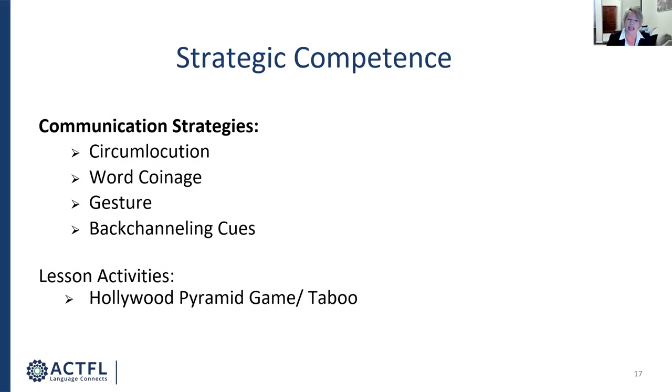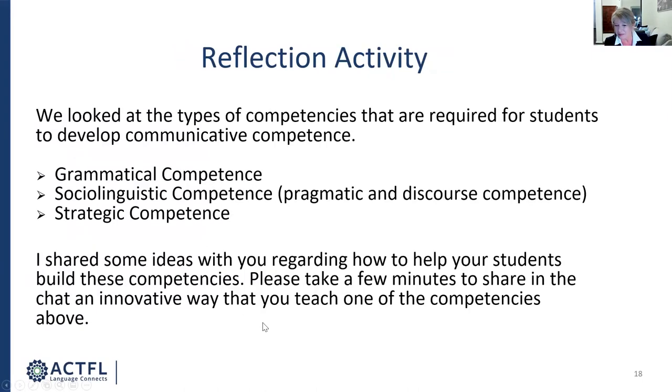So again, we had the grammatical competence, the sociolinguistic, and the strategic. So when we're teaching and designing our lessons, we want to make sure to give students opportunities to build all 3 types of those competencies. Let's take a look at the next slide.